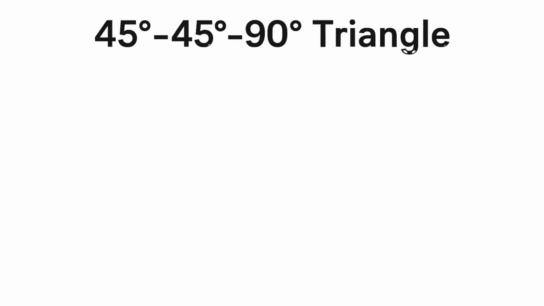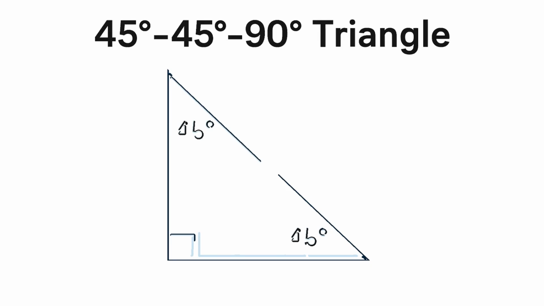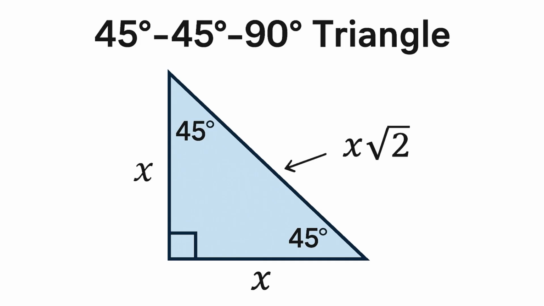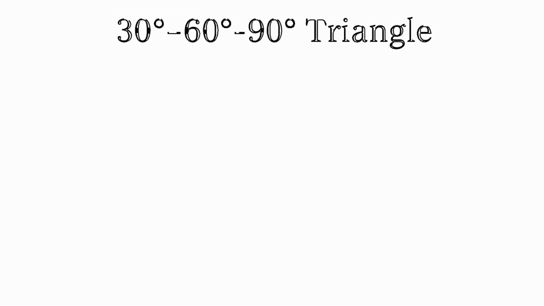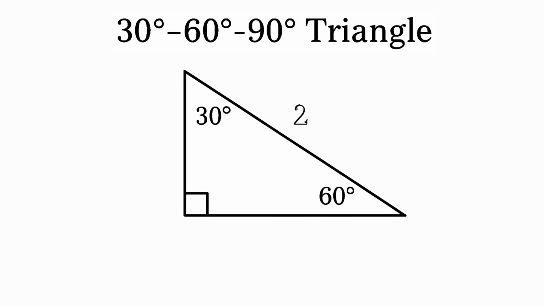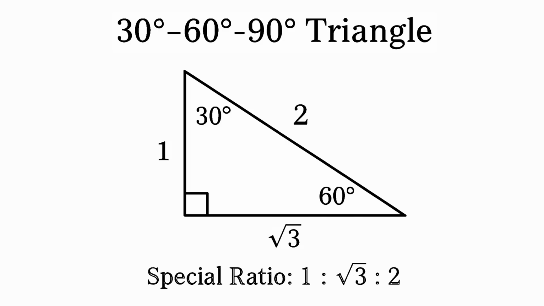There are also special right triangles with fixed ratios. A 45-45-90 triangle has legs that are equal, and the hypotenuse is the leg times the square root of 2. A 30-60-90 triangle has sides in the ratio 1, square root of 3, and 2. These patterns make calculations even faster. So, the Pythagorean theorem helps you measure, build, navigate, and understand space.